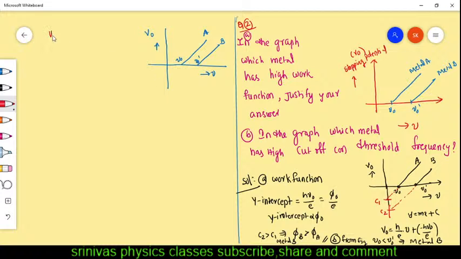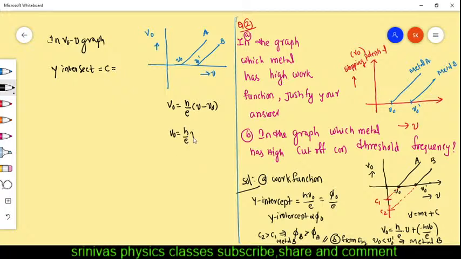In the V naught versus nu graph, if you find the y intercept, what does it give? The y intercept gives C. We know the formula V naught equals (h by e) into nu minus nu naught, or V naught equals (h by e) into nu minus h nu naught by e. This is similar to y equals mx plus c. This C indicates h nu naught by e.